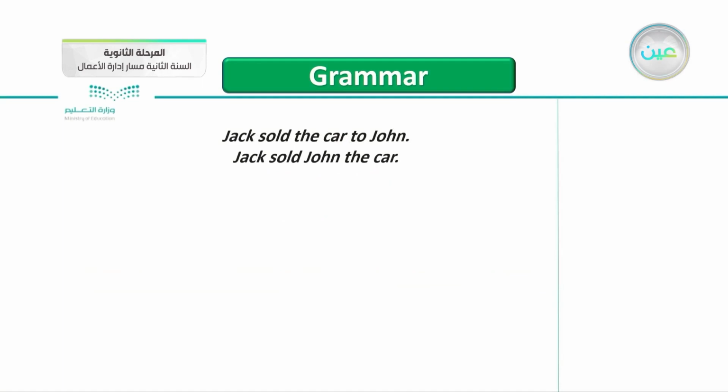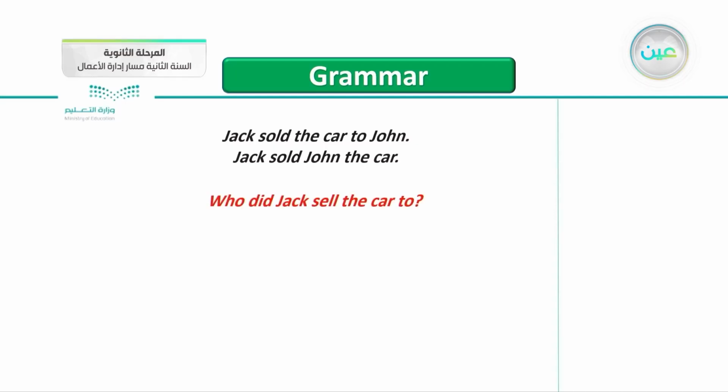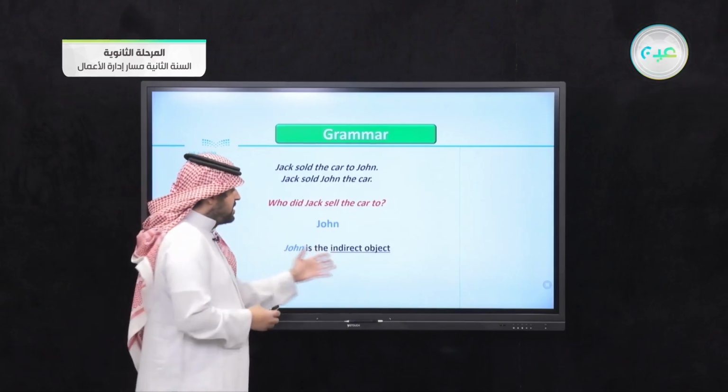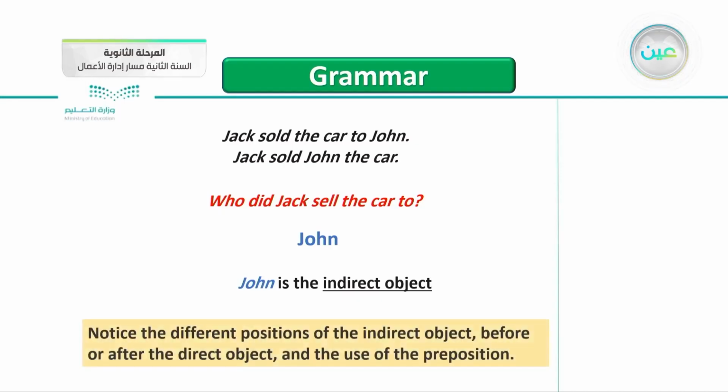Jack sold the car to John. Jack sold John the car. Notice here we have two objects, John and the car. So who did Jack sell the car to? We say John. So John here is the indirect object, because the direct object is the car.